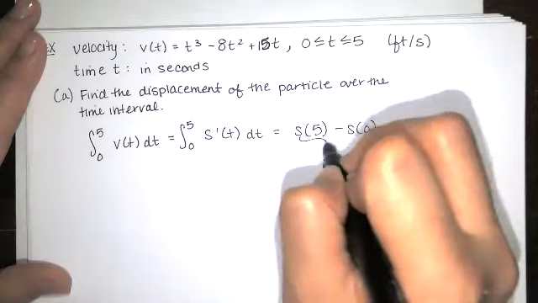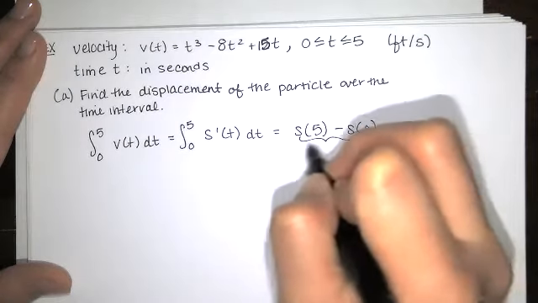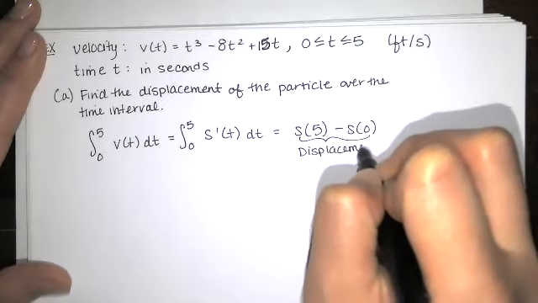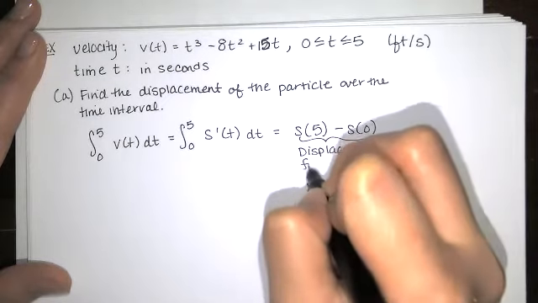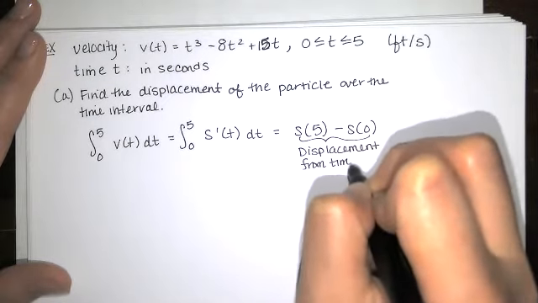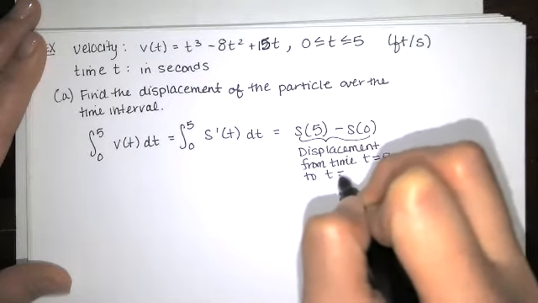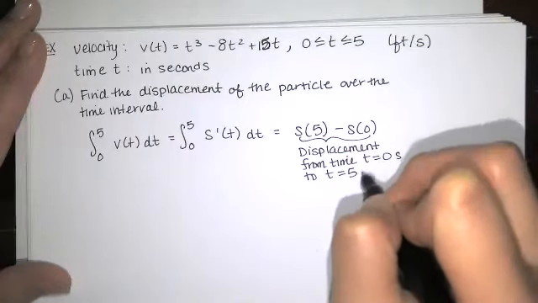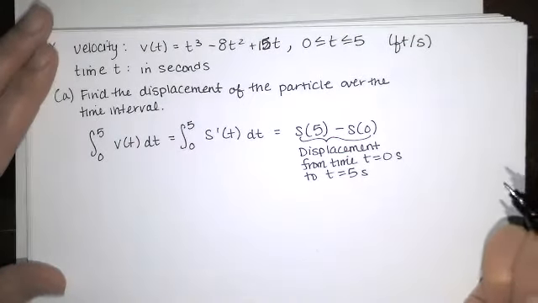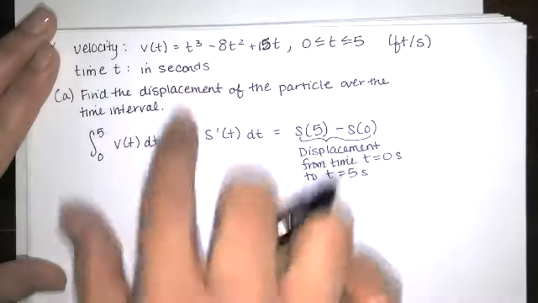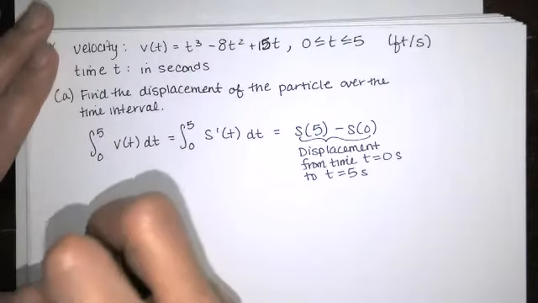This is the displacement or change in position from time t equals 0 to t equals 5, 0 seconds to 5 seconds. If I actually want to find that value, I have to integrate this function over the time interval. So let's integrate it.